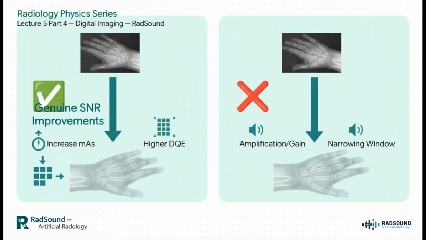This is why it is absolutely crucial, especially for an exam, to know the difference between things that genuinely improve SNR and things that just change how the image looks. Increasing your mAs or using a detector with a better DQE actually captures more photons, giving you a better raw signal. But the common traps, like amplifying the signal or just narrowing your display window, they don't help at all. They just make the noise you already have more obvious.